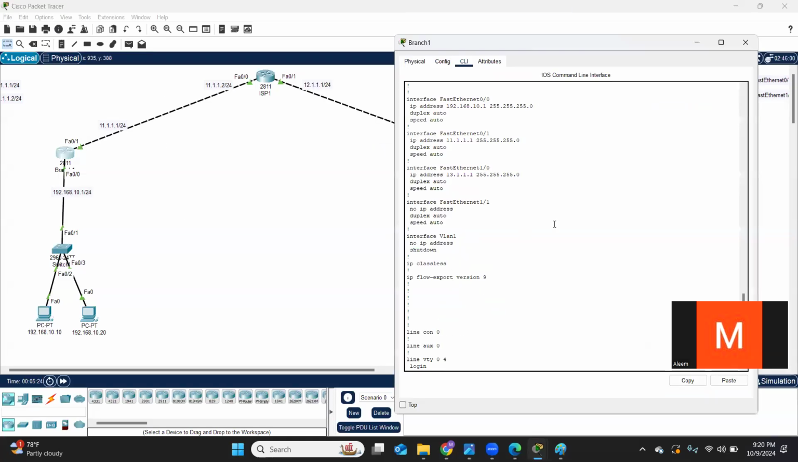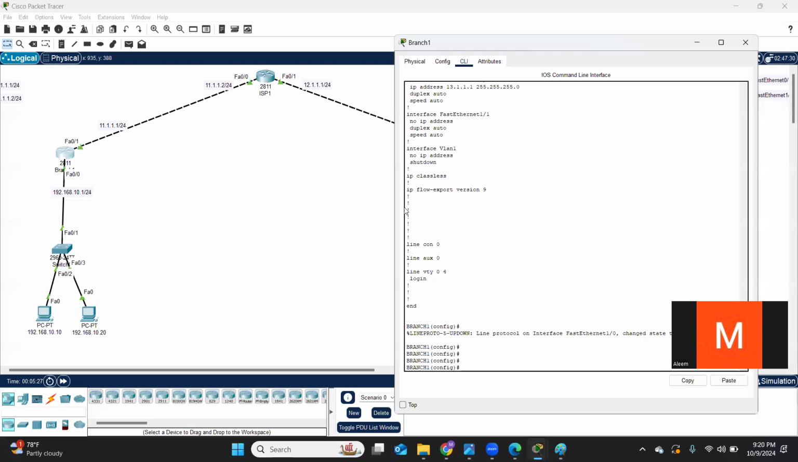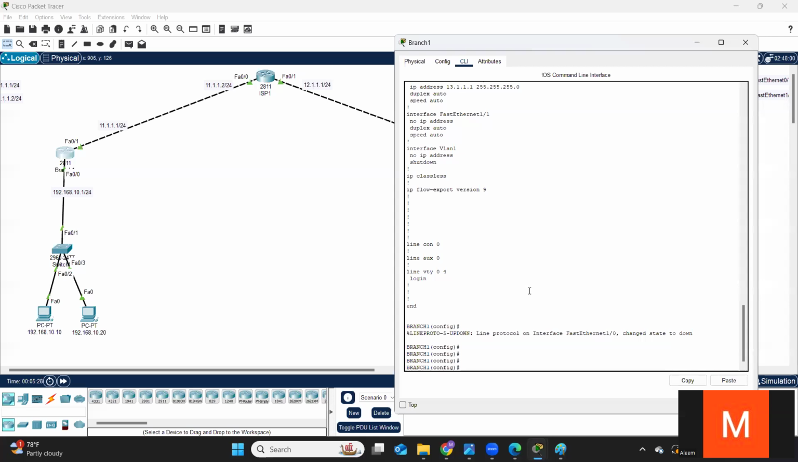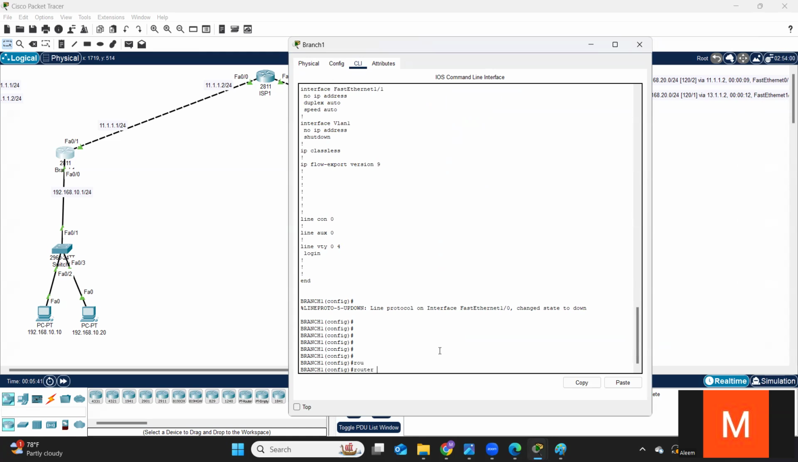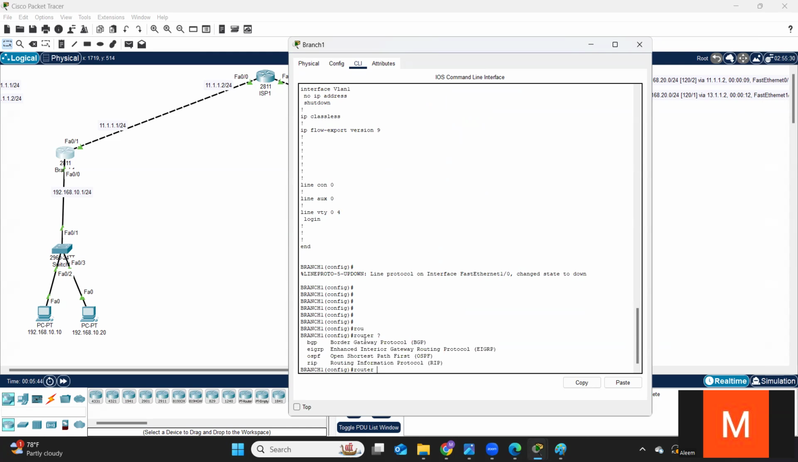So we'll configure the EIGRP protocol now. How will we configure it? Once in global configuration mode, just use router, and after router, hit the question mark. Then you will get EIGRP, and if you want to configure OSPF or RIP, through router and then whichever protocol you want to configure, just give that protocol name. Then we can configure it.